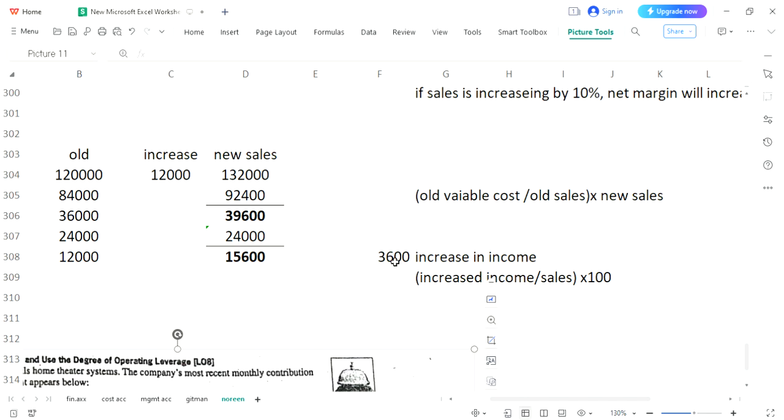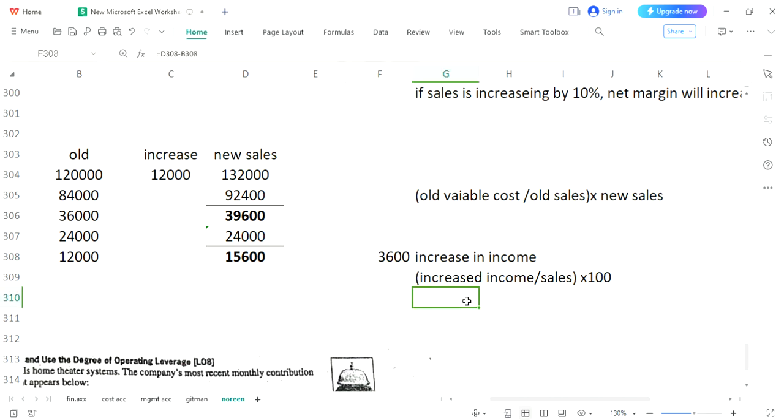Increased income we have calculated over here is 3600, and you are going to divide it with the sale, which was 1,20,000. Old sale we are taking, and then we are putting brackets here, and finally we will multiply it with 100. This is our statement. Now put it on your calculator. 3600 is divided by 1,20,000.